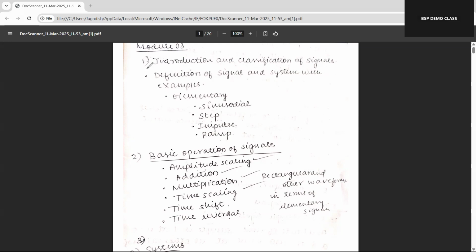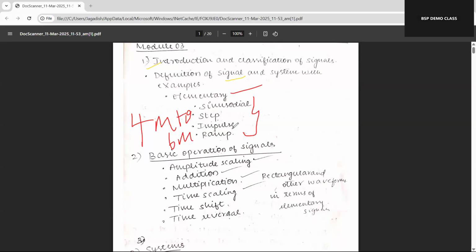One will be the introduction and classification of signals, then definition of signals and system with examples, which you have to learn. In signals and systems, there are elementary signals. Elementary signals are of four types: sinusoidal, step, impulse, ramp. These are the four elementary signals. This is a very important question for theory. They will ask 4 marks to 6 marks. This is very important.